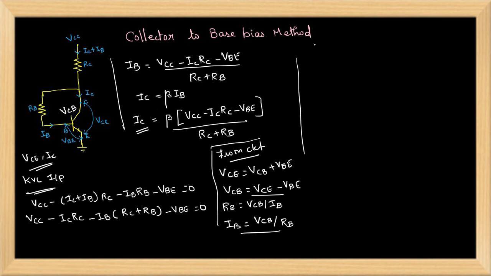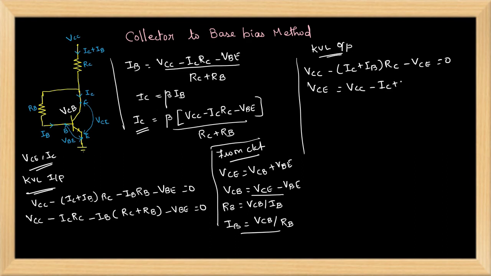Now we will apply KVL at the output side to find the next operating point VCE. When we apply KVL at the output side, we get VCC minus (IC plus IB) into RC minus VCE equal to 0. From that, VCE equal to VCC minus (IC plus IB) into RC. We have found the next operating point VCE. Now we will see how the circuit works to keep the operating point fixed.